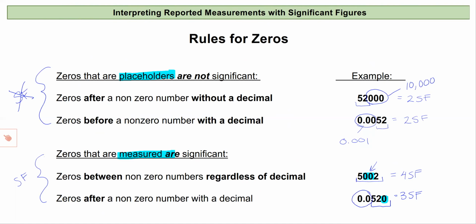Now, these ones right here are just placeholders because they come before the non-zero number. So really with this one, that decimal place is the trick. A decimal place makes trailing zeros significant, but not preceding zeros.